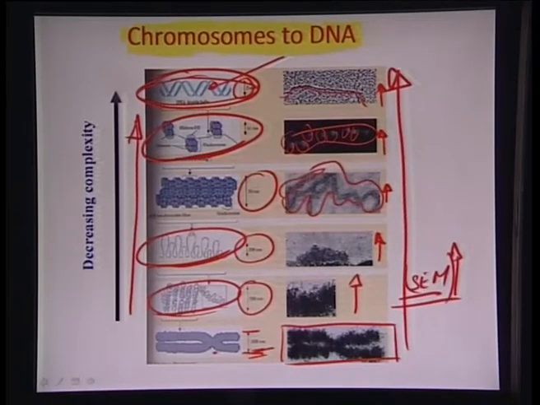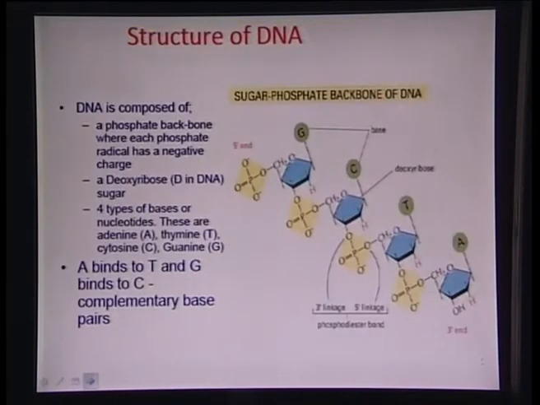So it's decreasing complexity or increasing magnification that you are looking at. This gives a sequence of what a DNA would be extracted from a chromosome. Let us look a little more into what a DNA molecule really would look like or behave.